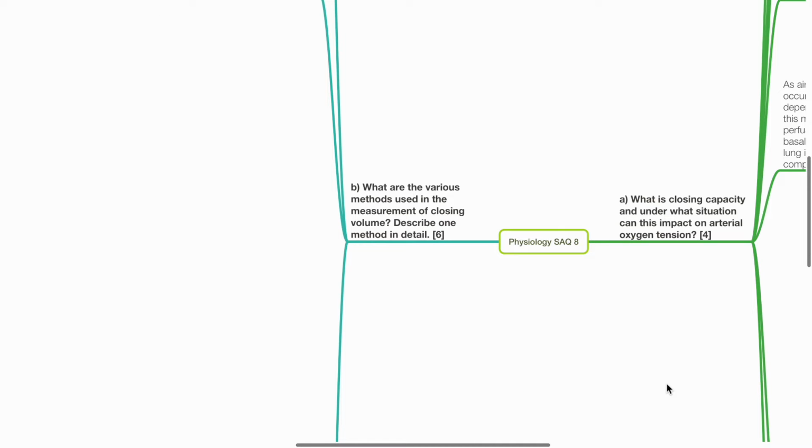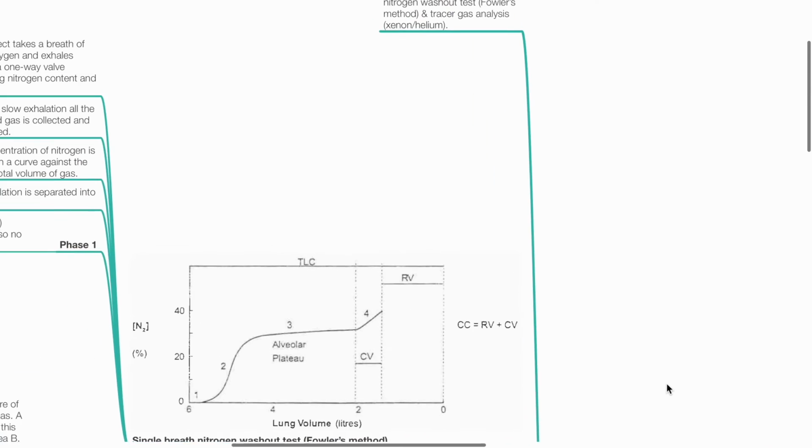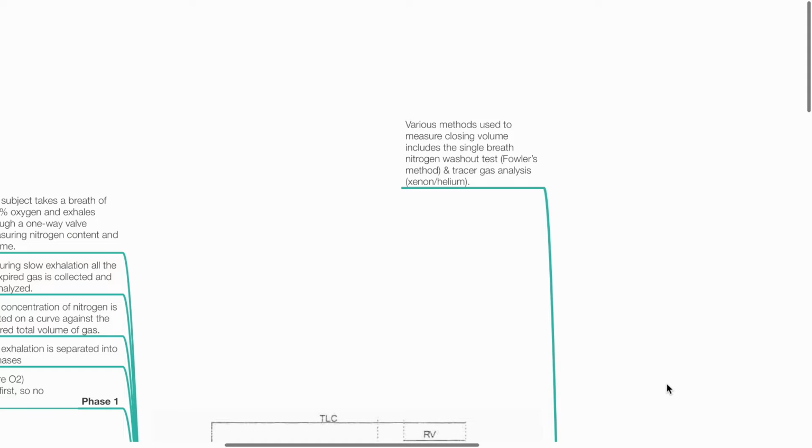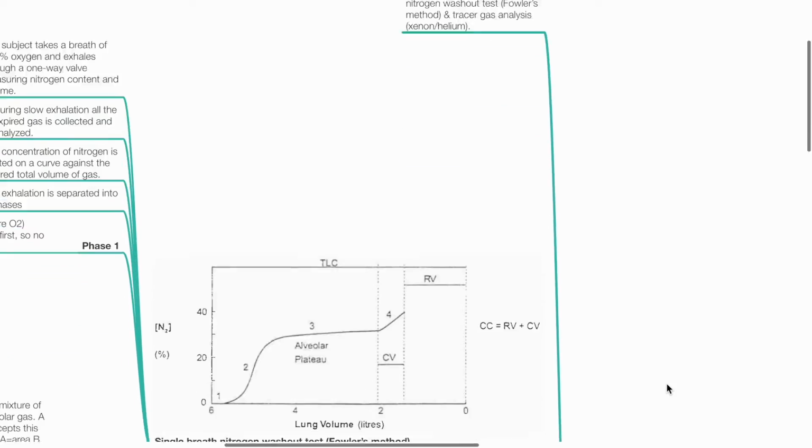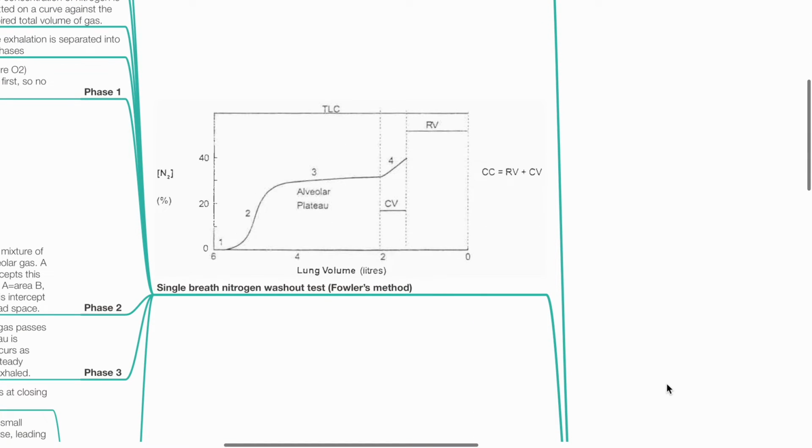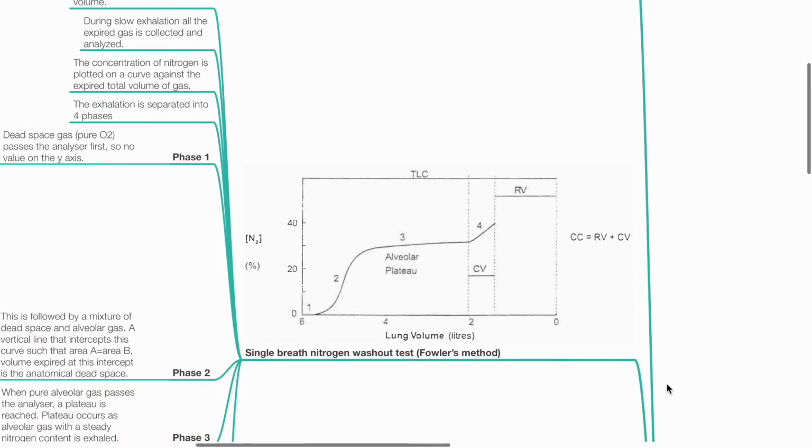What are the various methods used in the measurement of closing volume? Describe one method in detail, 6 marks. Various methods used to measure closing volume include the single breath nitrogen washout test or Fowler's method and tracer gas analysis such as xenon or helium.